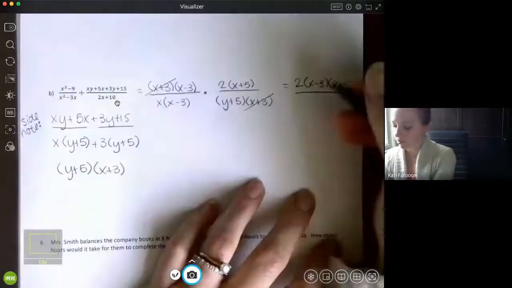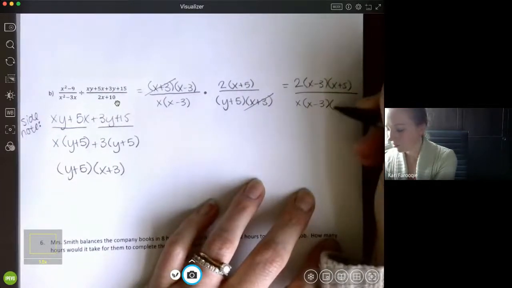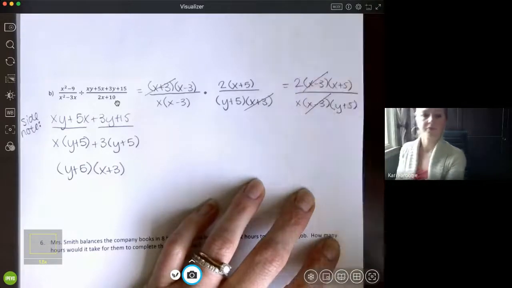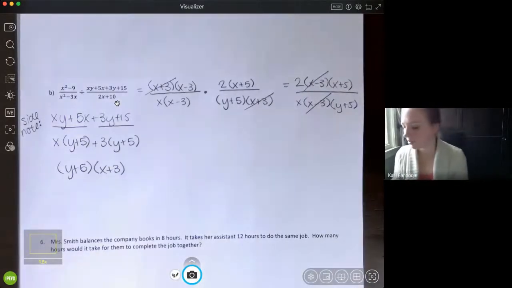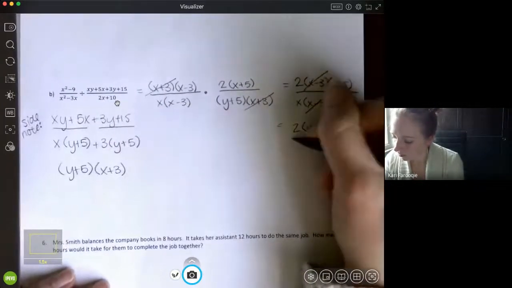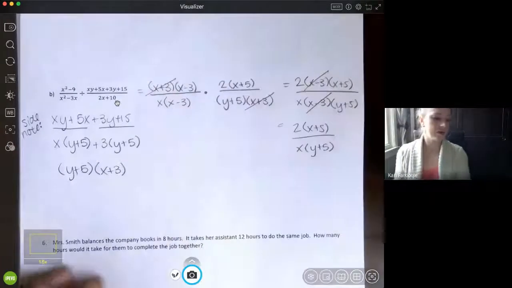And in the denominator, you have x times x minus, oh, I forgot to cancel the x minus 3s. I was so focused on those 5s. All right. Well, you can cancel them out now. Better late than never. 2 times x plus 5 divided by x times y plus 5.